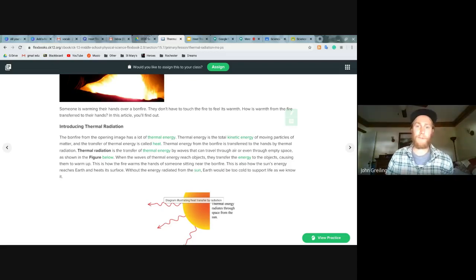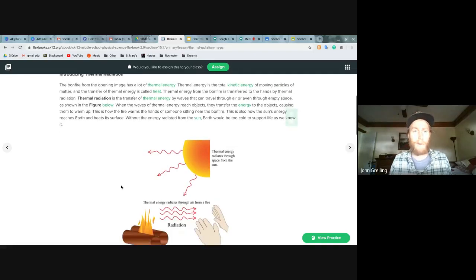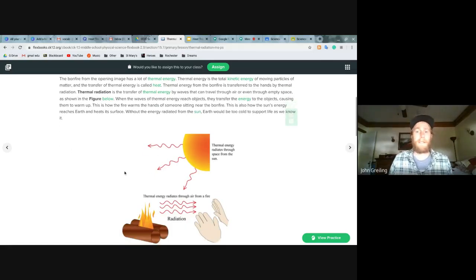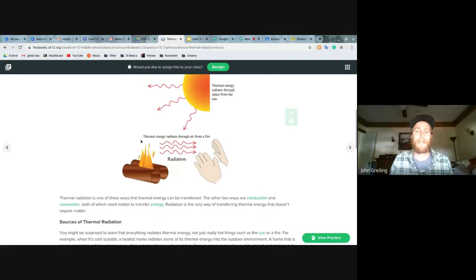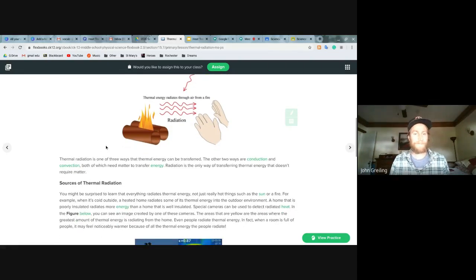This is how the fire warms up the hands, and the sun heats up the surface of the earth. Without the energy radiated from the sun, Earth would be too cold, and Mr. Guyland would have to wear 4 blankets instead of 1. Okay, so radiation, always put your hands out like that, just like this image, and you'll remember it.